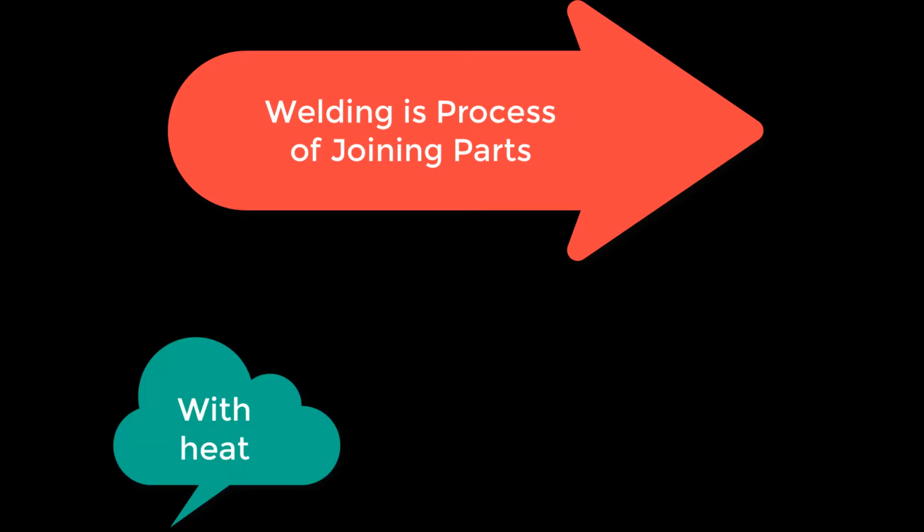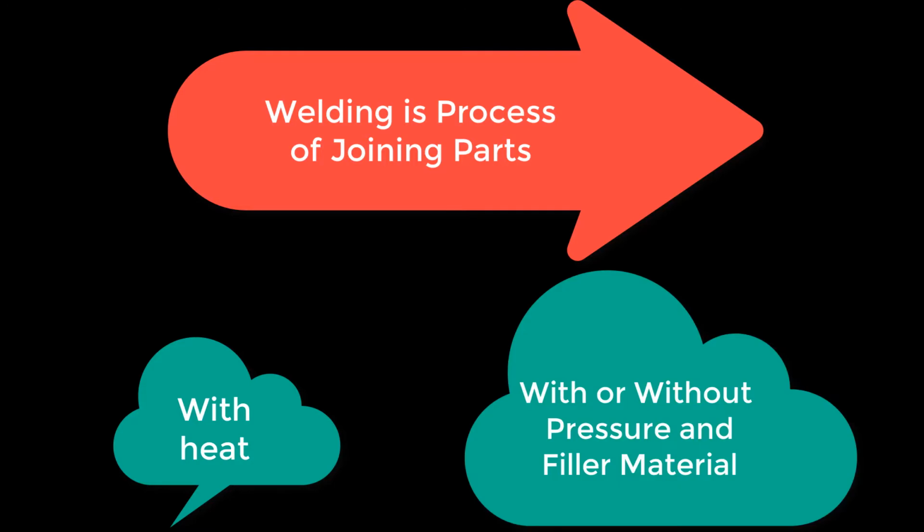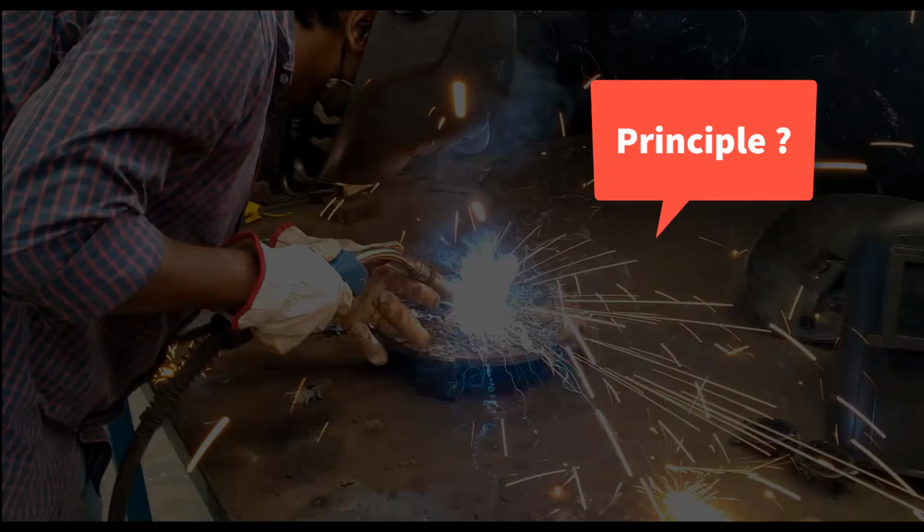It is a process of joining parts with the help of heat energy and also with pressure and filler material, or sometimes without pressure and without filler material. In welding we require a power source, a heat generation source. In any welding process we have to generate heat, and for that we need some power source. That is the general principle of welding.